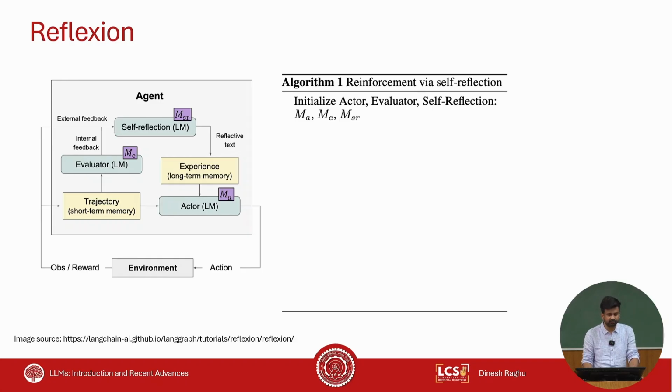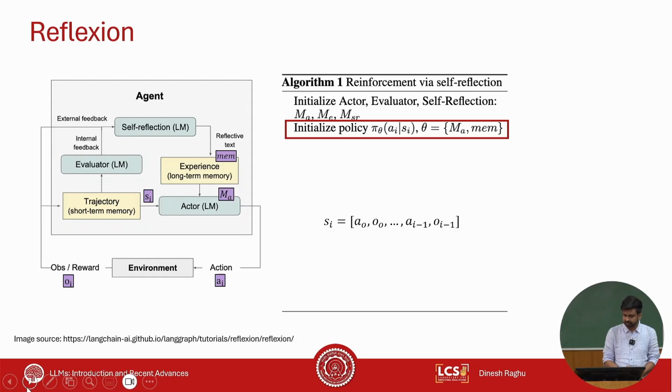And then you have a self-reflection model, MSR, which will, based on the output that you saw and based on the evaluation, try to reflect and say what you did wrong and how you should correct it, in the action space that you have. So these are the three LLM prompts you have. And here they are equating the actor language model to an RL policy. So they are using the notion of policy here.